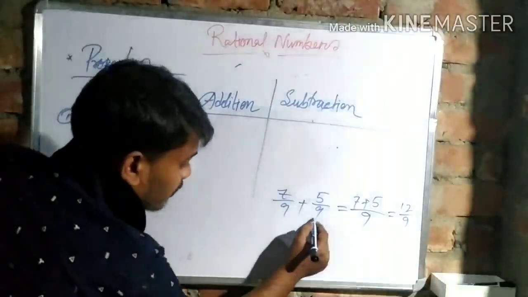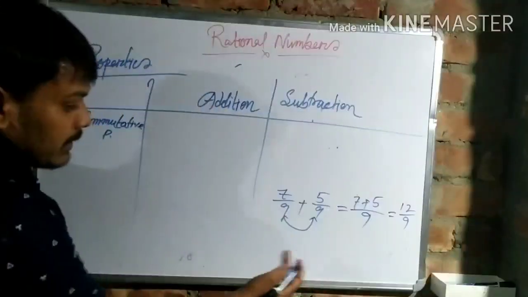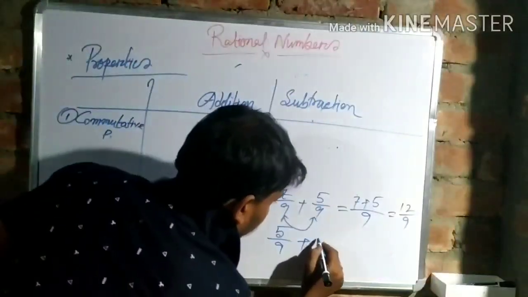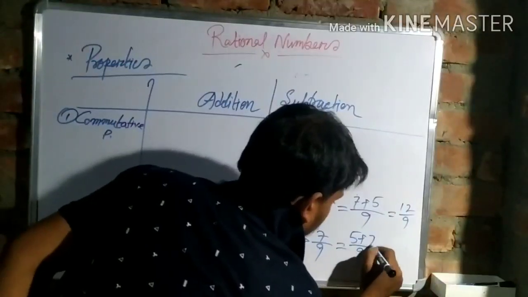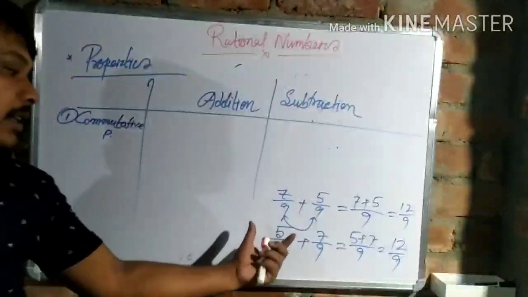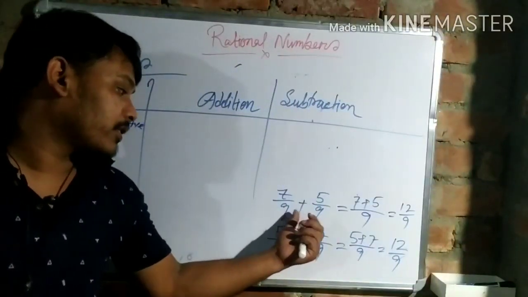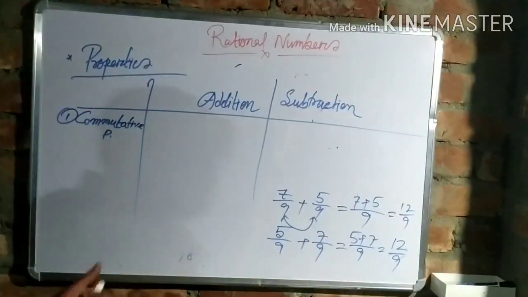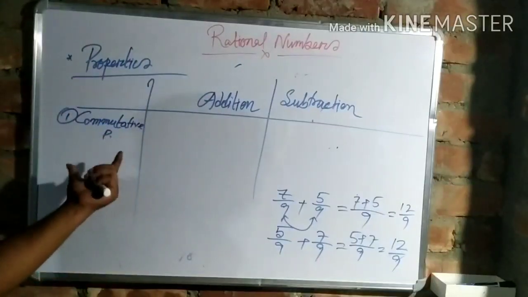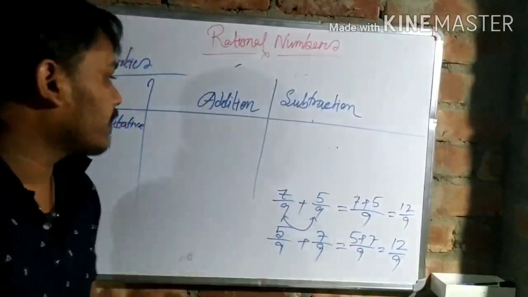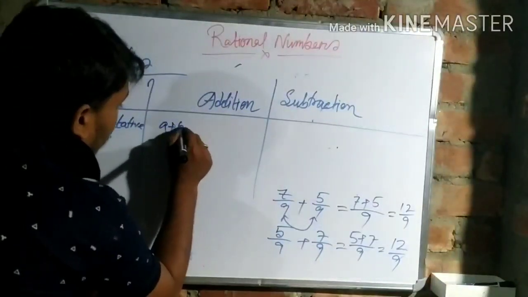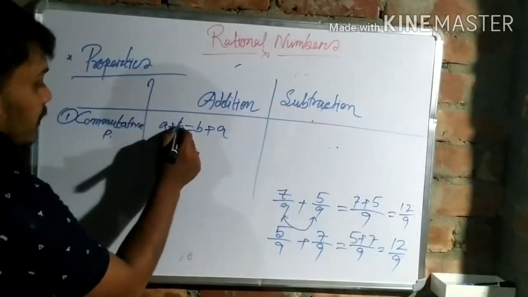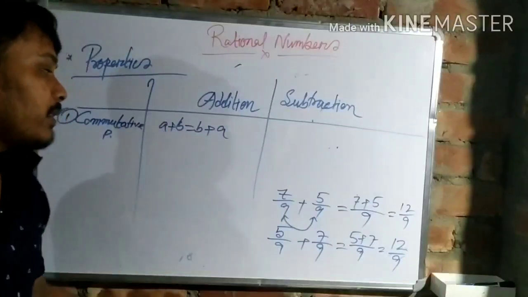Now if we change the position of the values, 5 by 9 plus 7 by 9, what is the result? 5 plus 7 over 9, so 12 by 9. So in the case of addition, if we change the position of the values, the result is the same, and it is the commutative property. So we can say that rational numbers are commutative in addition, or addition is commutative on rational numbers. Simply, we write a plus b equals b plus a. If this holds for any rational numbers a and b, then it is commutative.